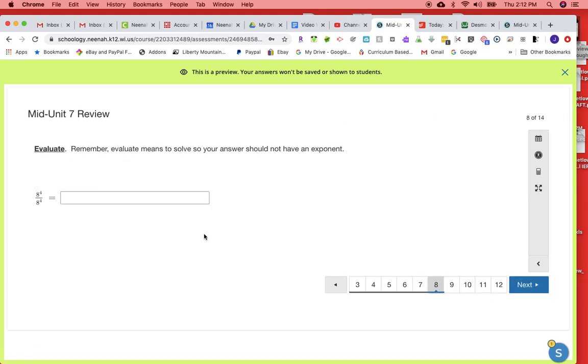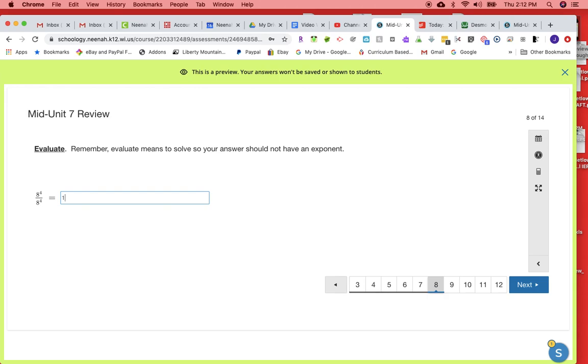Number 8. Now, from here on out, you're going to be asked to evaluate. Evaluate means to solve. So your answer should not have any exponents. In this one, we're going to show you 2 different ways. We have 8 to the 4th over 8 to the 4th. We have the same base, so we can subtract our exponents. 4 minus 4 is 0. So our answer would be 8 to the 0 power. Anything to the 0 power is 1. So our answer is going to be 1.